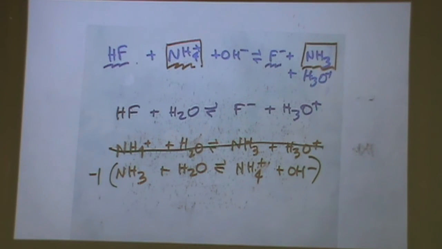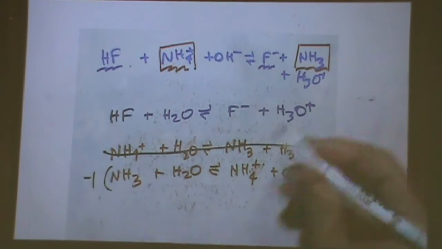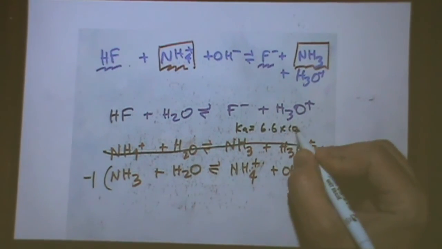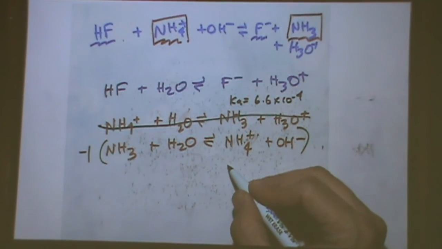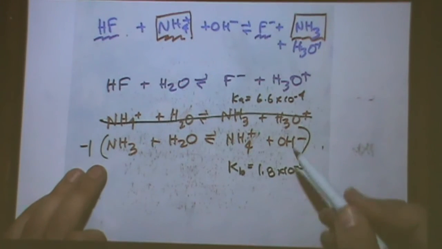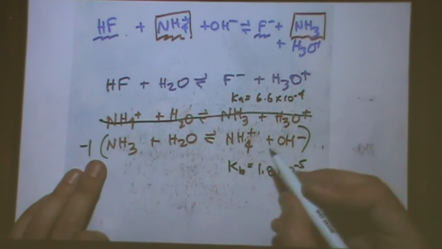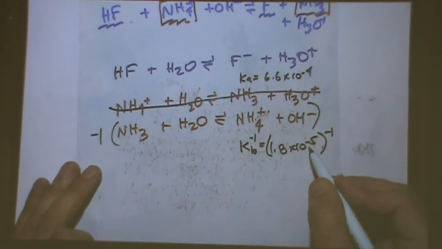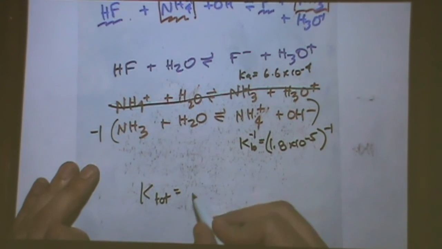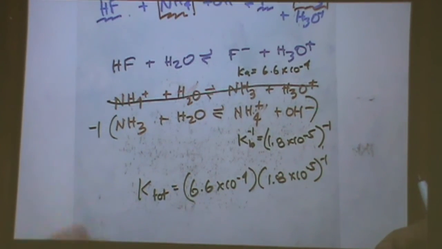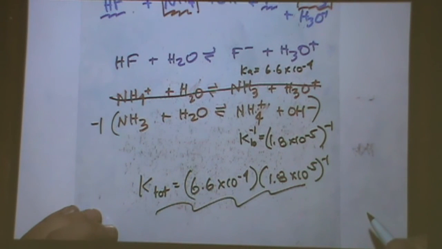So let me find those numbers so you got it. For this one, I'm running out of colors here, I guess I'll do it in black. KA for this one on the back of the test says 6.6 times 10 to the minus 4. On the back of the test, this is actually a KB reaction, and this is 1.8 times 10 to the minus 5. That's okay, I just looked that up. Now, because I multiplied the bottom reaction by minus 1, what do I do to the K? To the 1 over power. I'll raise it to the minus 1. Now, if I'm adding these reactions, what am I going to do to these K's to find, let's say, K total? I have to multiply them. So 6.6 times 10 to the minus 4 times 1.8 times 10 to the minus 5 to the minus 1. Is that okay? This is my answer, whatever that is.